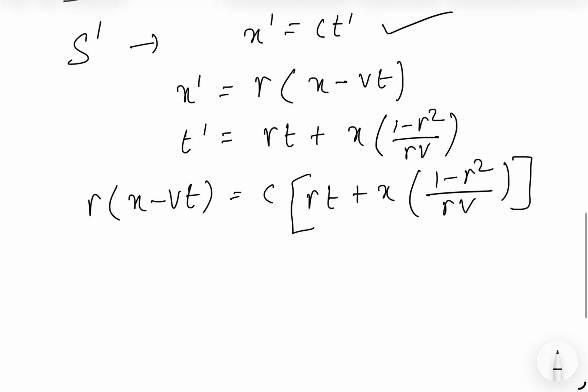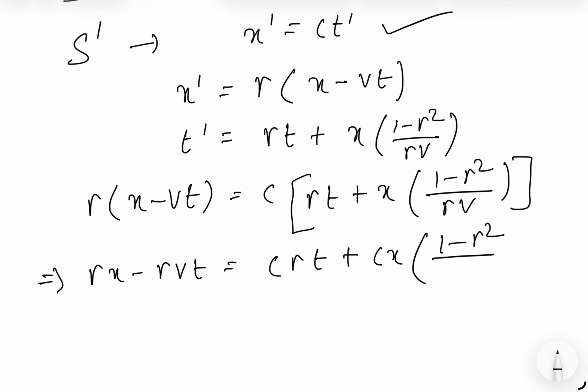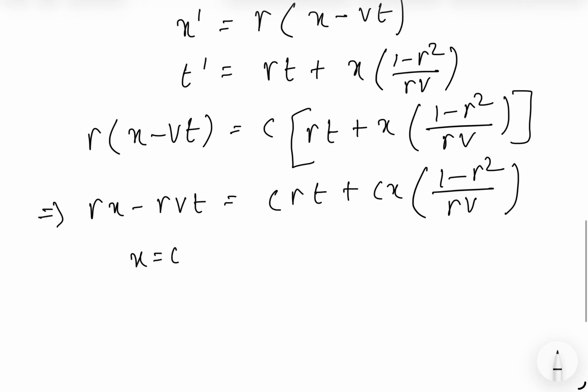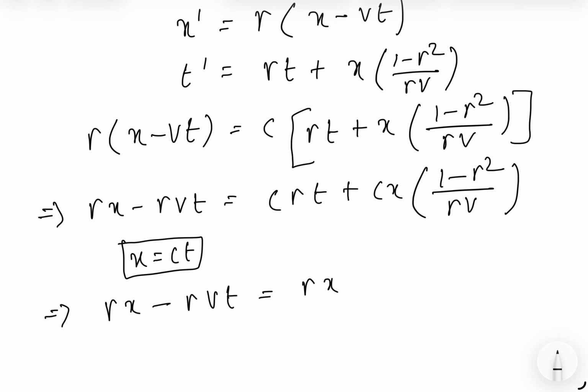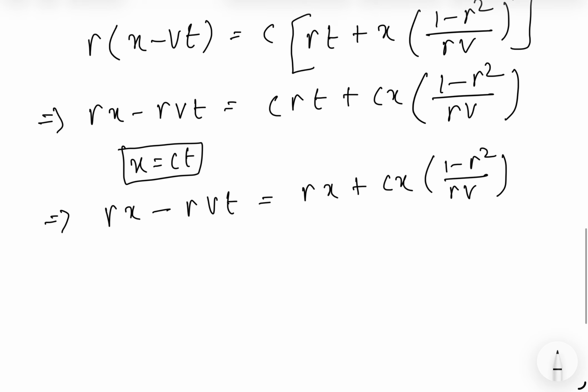Okay, open and make it simple. So gamma x minus gamma vt equals c gamma t plus cx times (1 minus gamma square) divided by gamma v. Right, here you can again substitute x equals ct whenever needed. Gamma x minus gamma vt equals gamma x plus cx (1 minus gamma square) divided by gamma v. Right, make x the subject.